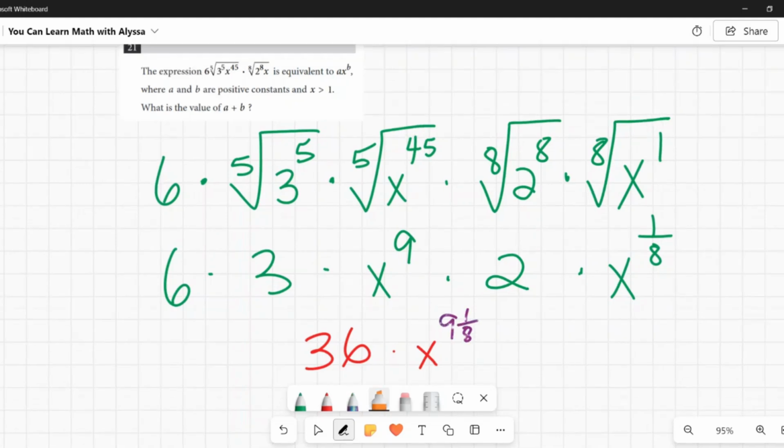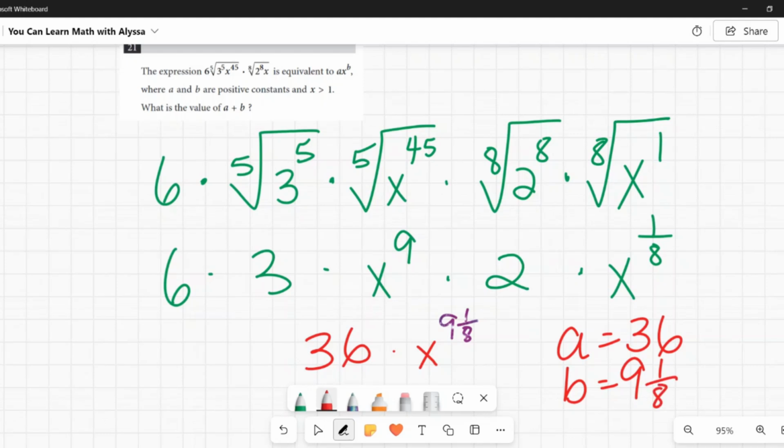Okay, so let's go back up to the top. It says this was equivalent to a times x to the power of b. Well, I've got that, so I know what my a's and my b's are. My a is going to be 36, and my b is going to be 9 1/8, or 73/8. Either way, it's fine. We're going to have to do some conversion at some point, or division in a calculator. It doesn't matter when we do it.